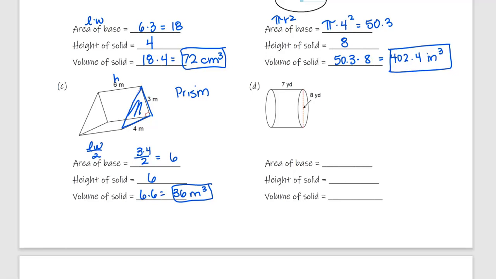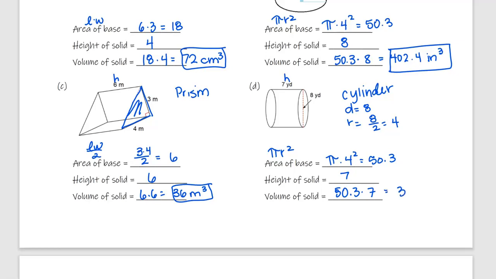In this case, it is a cylinder. And we are going to find the area of the base, which is a circle, so pi r squared. And this time our diameter is given, which is 8. So that means that for the radius, we need to cut that 8 in half to get the radius, which in this case would be 4. So now we can go ahead and plug it in, pi times 4 squared, which is going to be 50.3. Then our height is up here, which is 7. So 50.3 times 7, and our volume is 352.1 yards cubed.